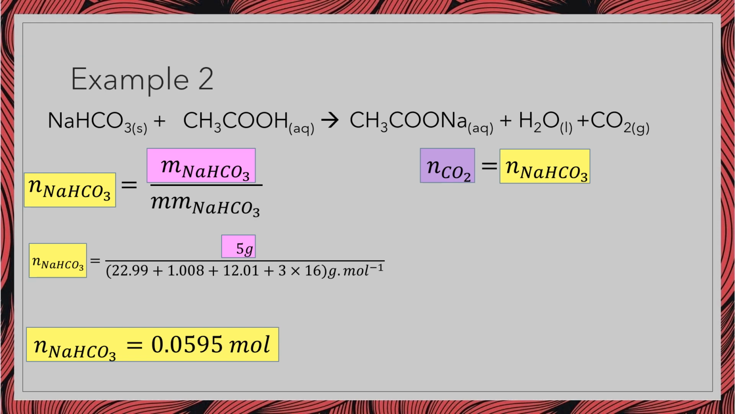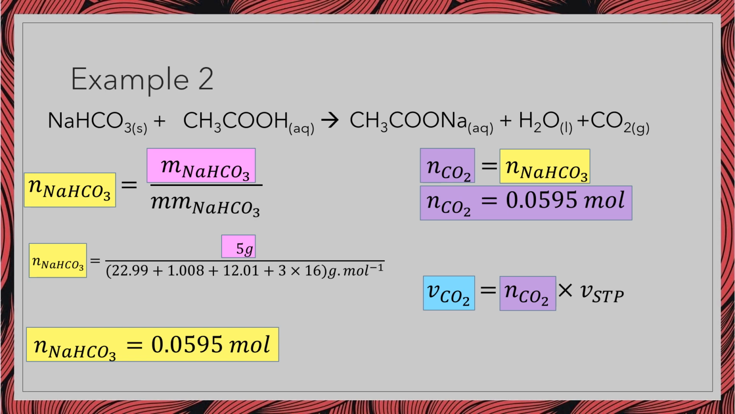Number of moles of CO2 is equal to the number of moles of sodium hydrogen carbonate, because we can see there in the reaction it's 1:1. So therefore the number of moles of carbon dioxide is the same, 0.0595 moles.